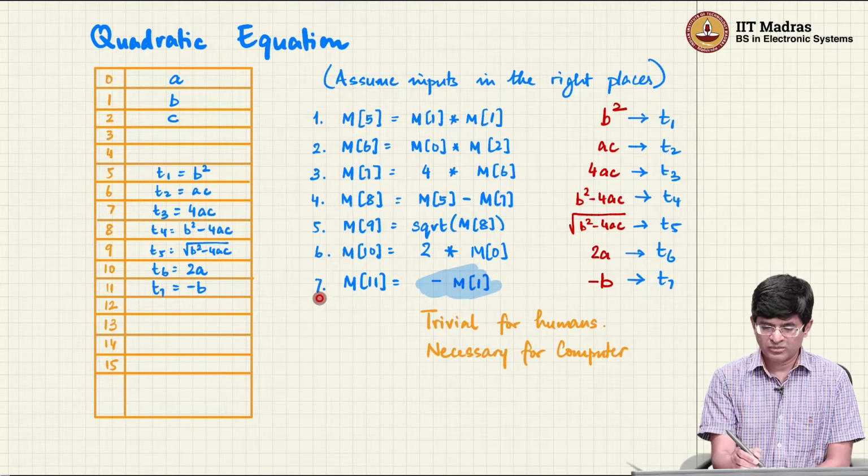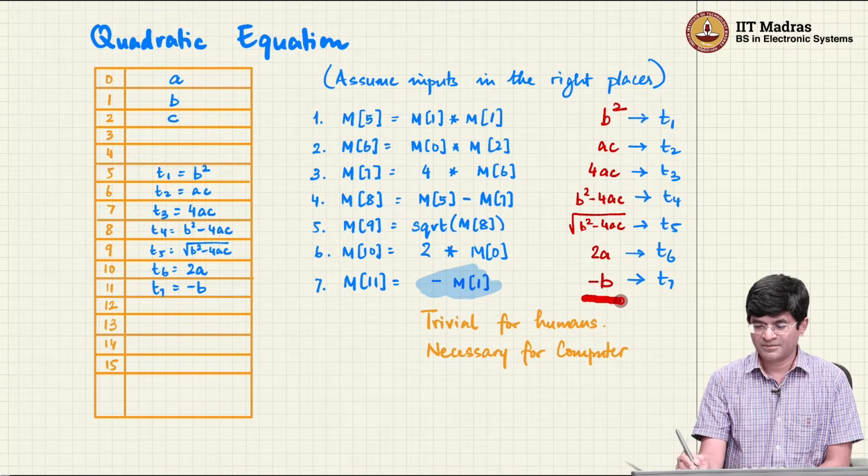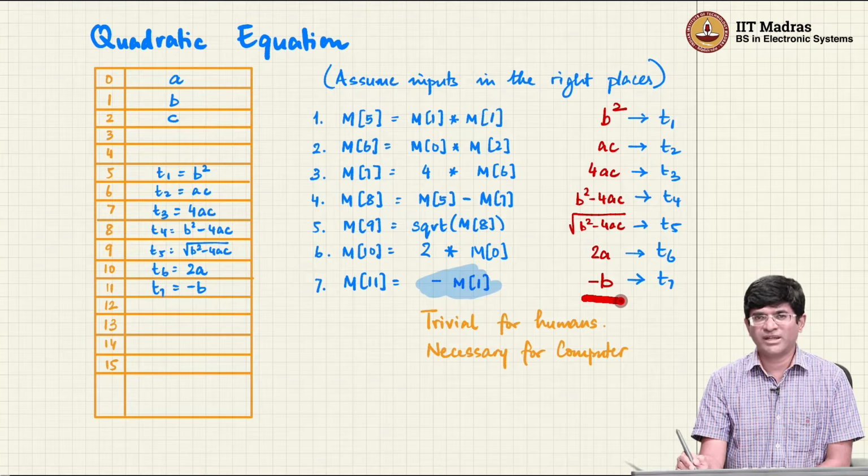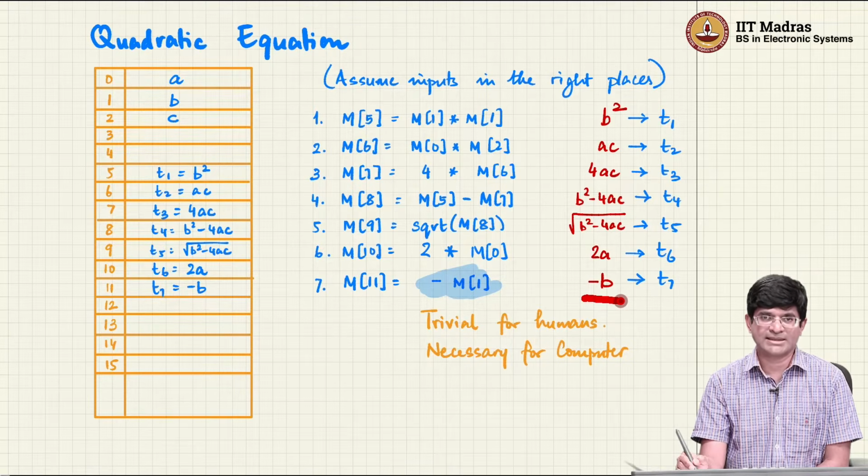Now the step 7 is going to be minus b. Now you might be wondering, hey, why am I even talking about minus b as a computation? There is no computation involved over here. The fact of the matter is, as far as the computer is concerned, yes, there is. Inverting a number, taking the negation of a number, is actually a process as far as a computer is concerned. For a human being, it's just trivial, right?